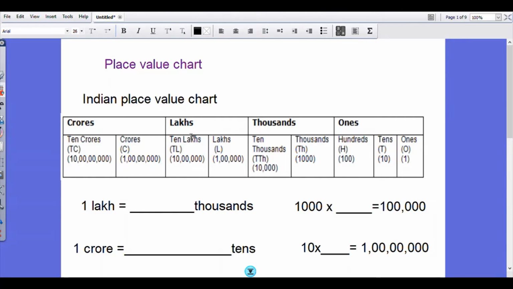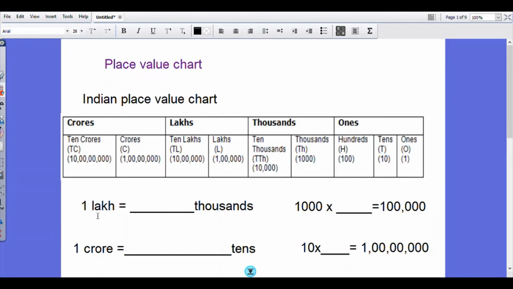Now see, these are the periods: ones, thousand, lakh and crore. The first period is divided into three parts, and after that, each period is divided into two parts. See, the first period: ones, tens, hundred. Thousand is divided into two parts, thousand and 10,000. Then lakh is again two parts, lakh and 10 lakh, and crore again two parts.